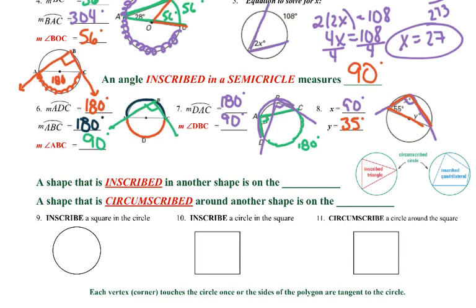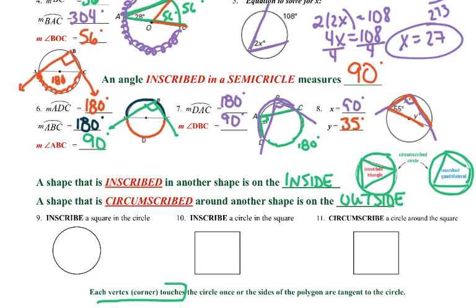It's inscribed versus circumscribed. A shape that is inscribed in a shape is on the inside. So you see the inscribed triangle here is inside the circle. And this quadrilateral here is inside the circle. But a circumscribed shape is on the outside. So the circles here are circumscribed on the outside. And one of the main ideas is that each vertex, each corner, touches the circle.